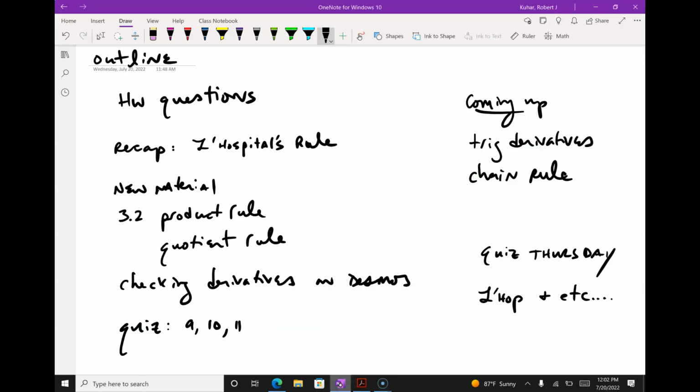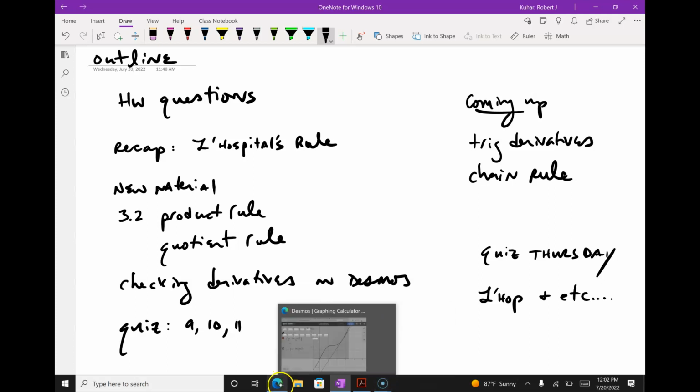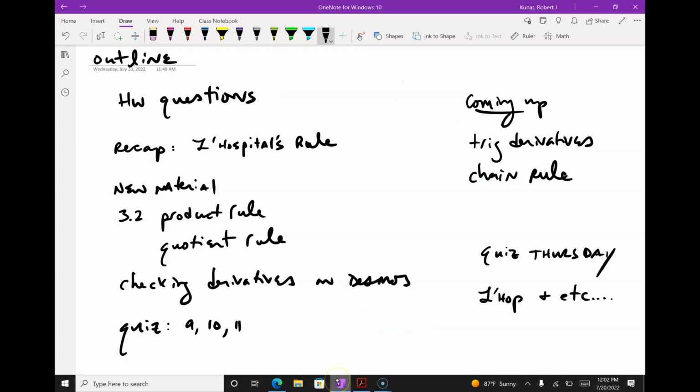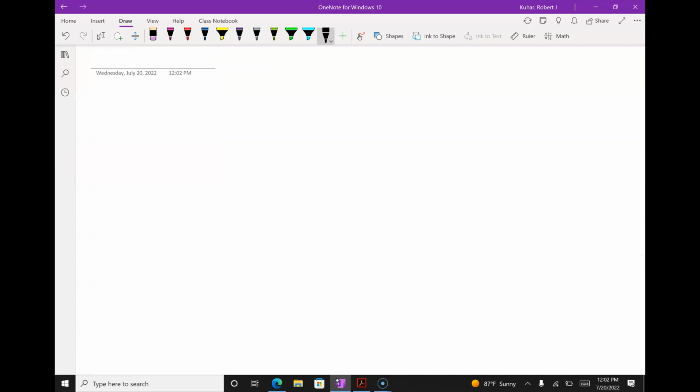I'm just clarifying the derivative of these cosine and sine of x's. Yes. So the derivative of negative cosine x equals sine of x? The original function is negative cos of x?